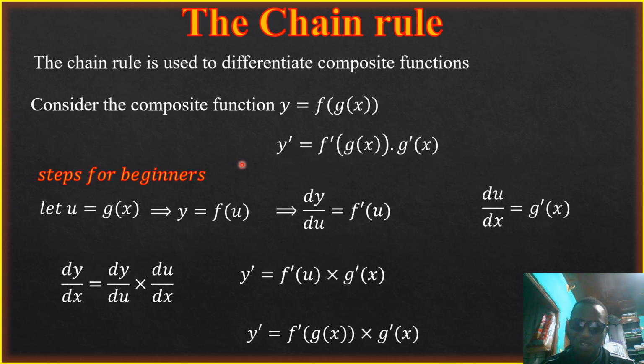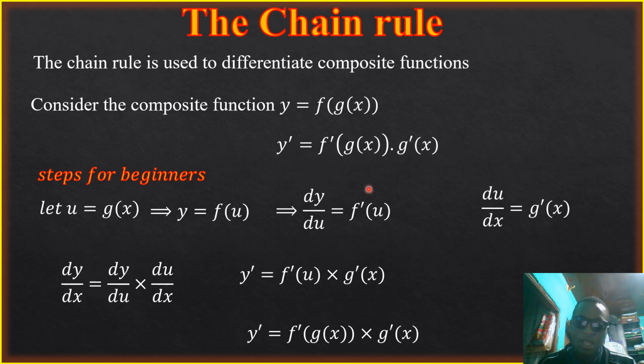So we'll differentiate a function normally, as if this g of x is a single variable, without caring about its nature. Then when you do that, you are not done. You have to multiply by the derivative of the function that is inside this g of x. That's g prime, the derivative with respect to x.